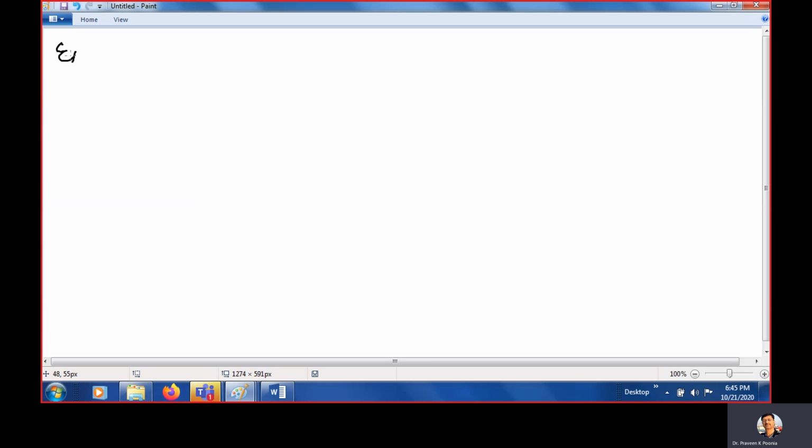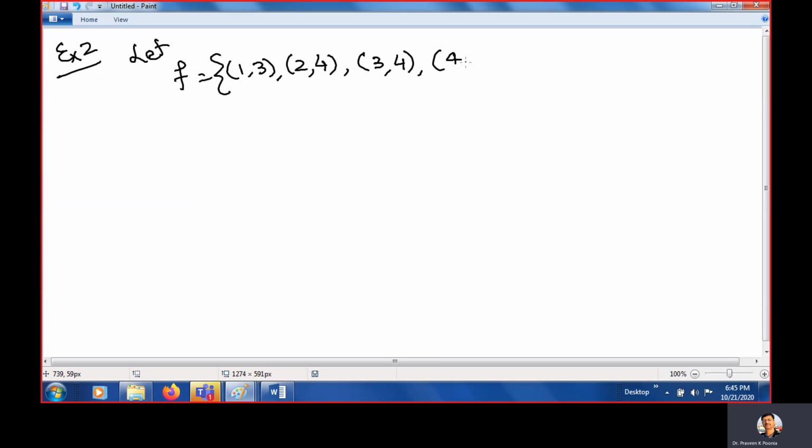Example number 2. Let F equal to (1, 3), (2, 4), (3, 4), (4, 2). Clear? Is this a function? Let us check. 1, 2, 3, 4. Yes, this is a function.